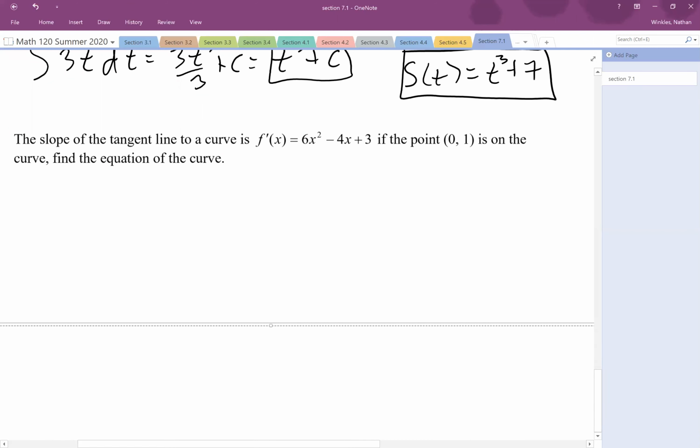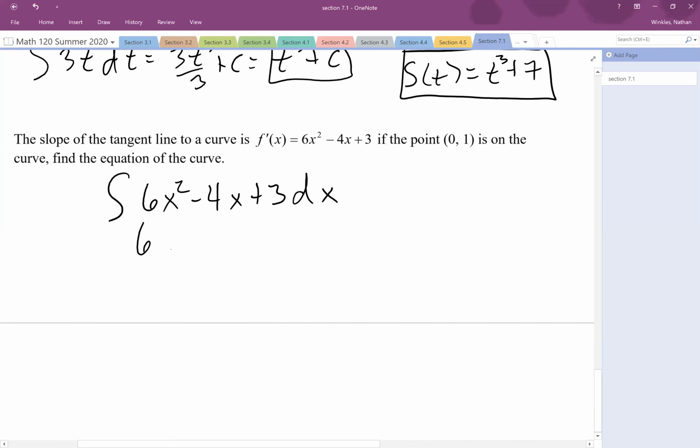So for our last example here, it says the slope of the tangent line to a curve is given by the function f prime of x is equal to 6x squared minus 4x plus 3. If the point (0, 1) is on the curve, find the equation of the curve. So we integrate 6x squared minus 4x plus 3 dx. So 6x cubed over 3 minus 4x squared over 2 plus 3x plus c.